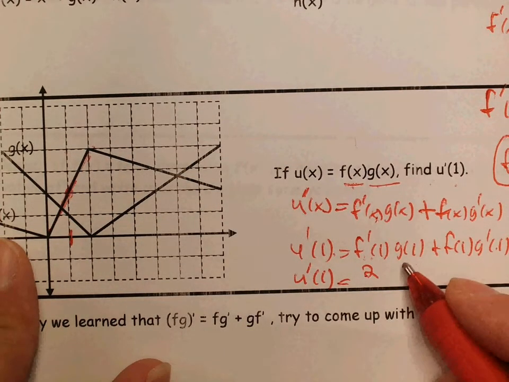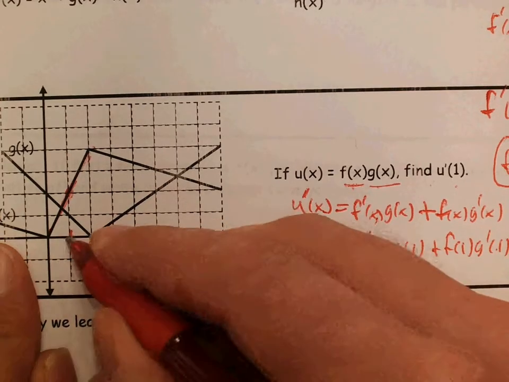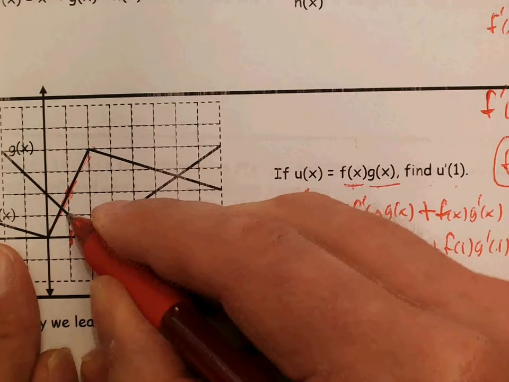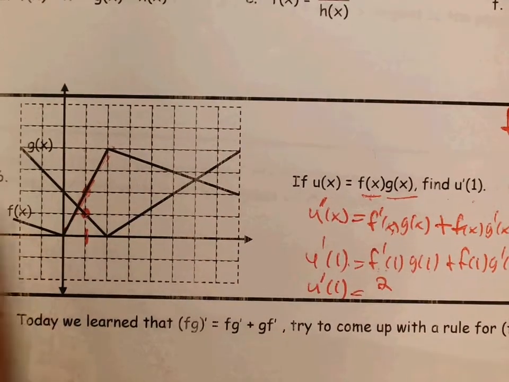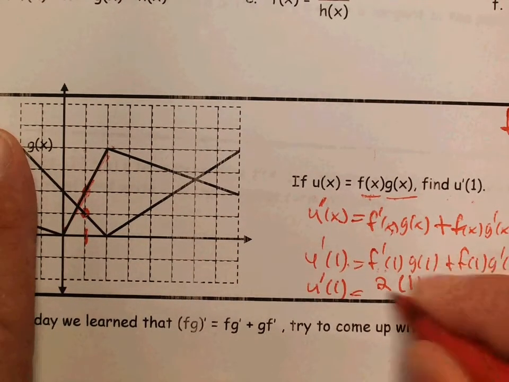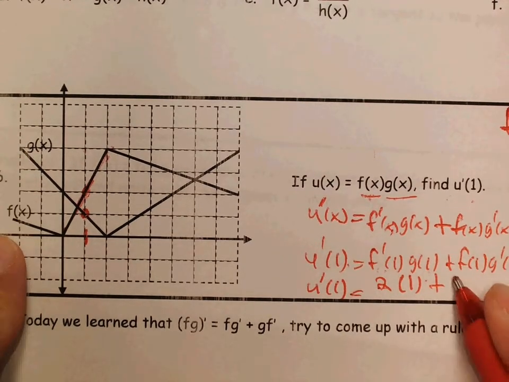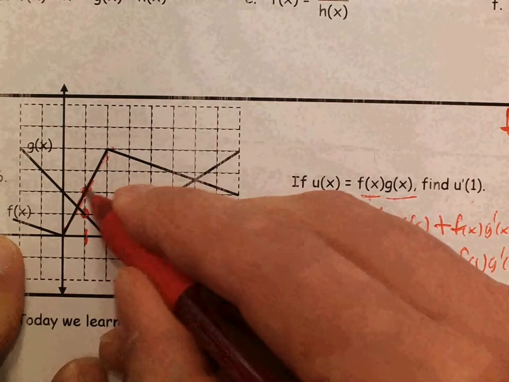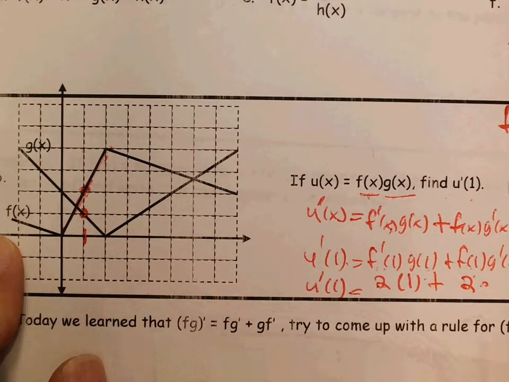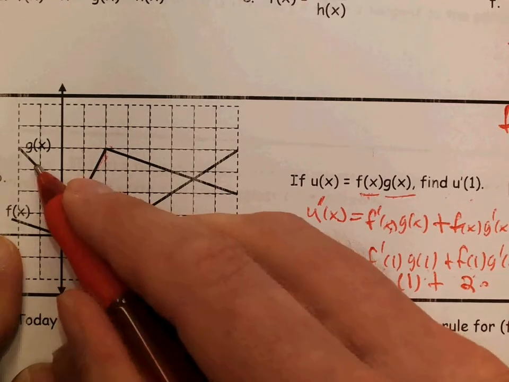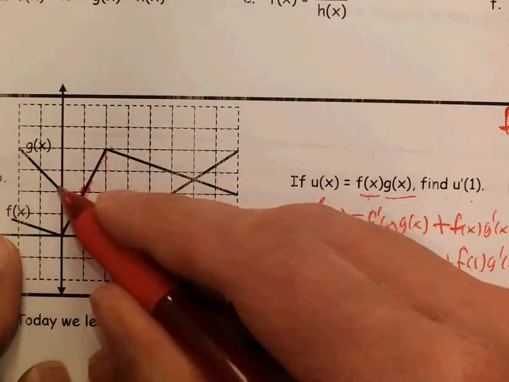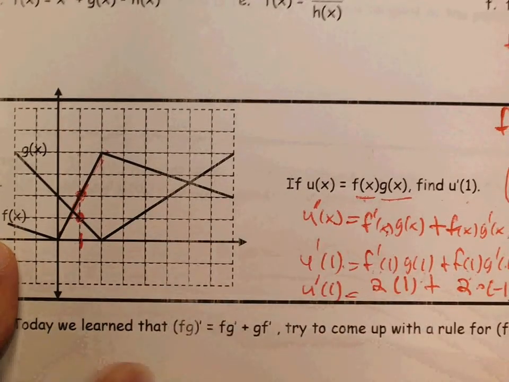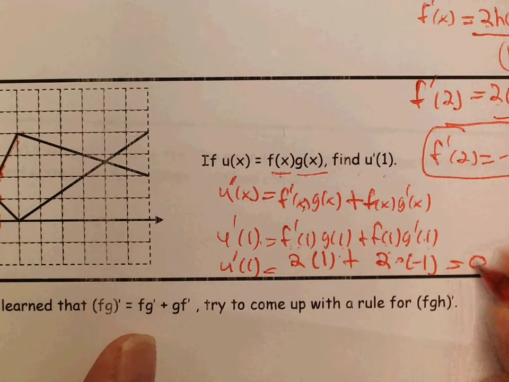G of 1 means what is the value of g of x when x is 1. G of 1 is the y value at x equals 1 on g of x. So that is 1, so 2 times 1, plus f of 1, we're no longer doing the slope, this is asking us for the y value at x equals 1. So on f of x, the y value is 2. The y value is 2, times g prime of 1. Well, g prime of 1 is now asking us the slope of the tangent line of g at x equals 1, and the slope of g is negative 1. It's going down by 1 and over by 1. So we get 2 minus 2, which is 0.